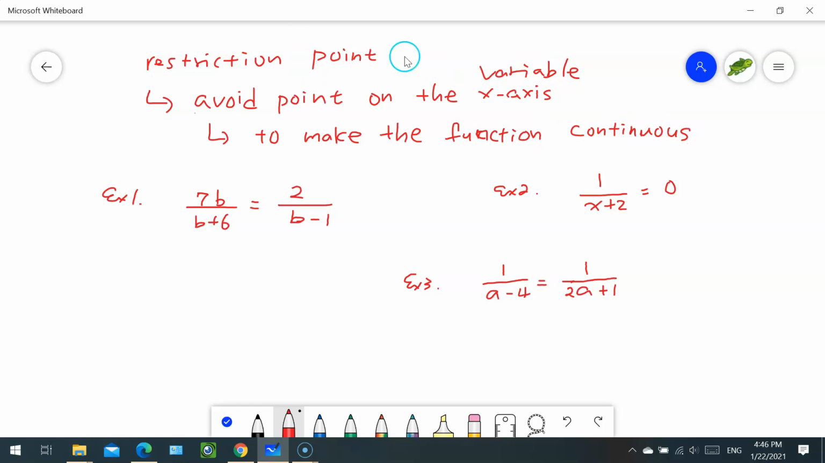In most cases, you will have a fraction form when you're finding the restriction point. So in most cases, we are dealing with the denominator. In other words, let's look at the example here. This example has 7b over b plus 6 is equal to something over b minus 1. We need to find the restriction point.